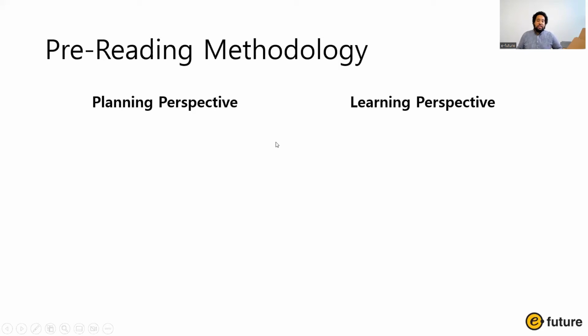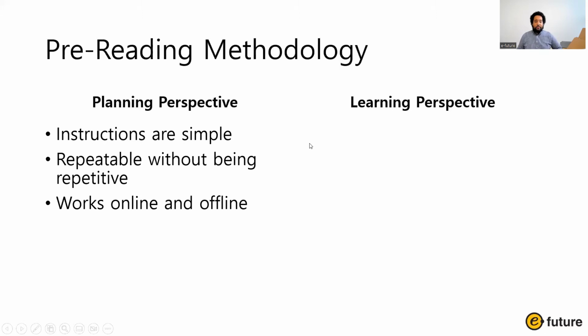But your methodology here, we have the planning perspective and the learning perspective. First, when you're planning your pre-reading section of the class, you want to make sure that your instructions are simple. You want to make sure that the pre-reading section is repeatable without being repetitive. Meaning that you can use the system over and over so that the students are familiar with it. That makes starting your class just so much easier.